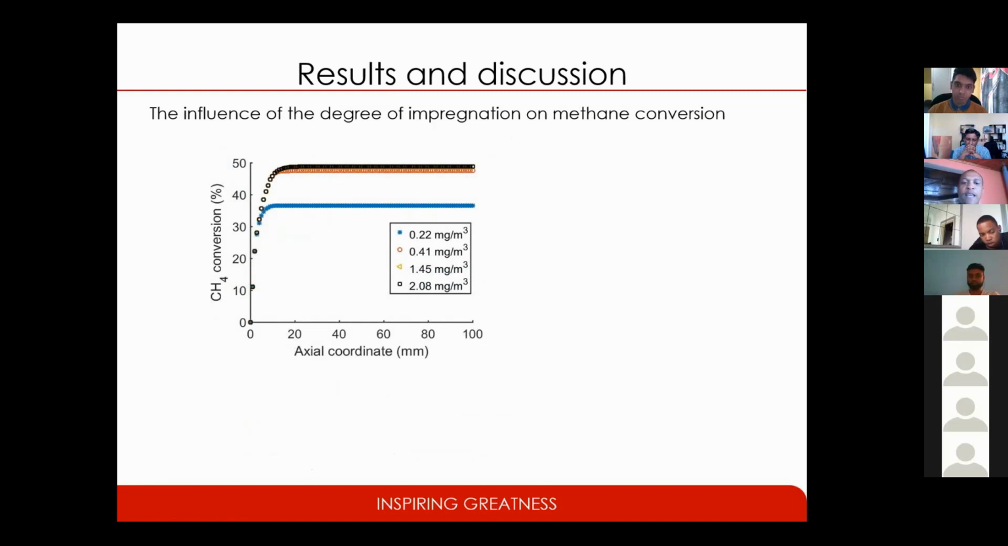For my thesis, I've also shown that how you impregnate the monolith can change the degree of impregnation along the axial coordinate. Do you really need a long monolith, or can even a short monolith give you the same results? But I didn't include this for the purpose of this presentation.